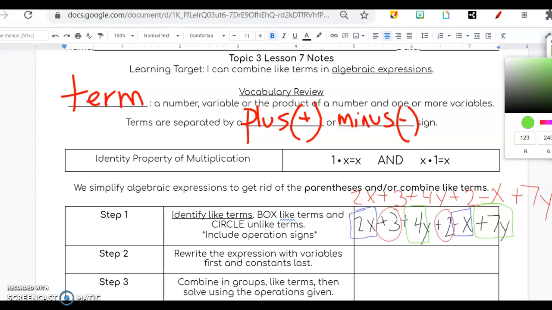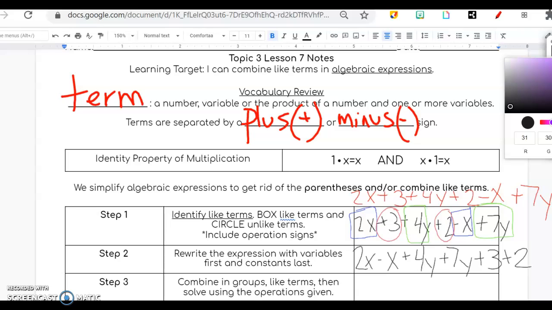So step 2 tells us to rewrite the expression with variables first and constants last. So I'm going to start with my x values first. So I have 2x minus x. Then I'm going to move on to my y, plus 4y plus 7y. Then move on to my constants, plus 3 plus 2.